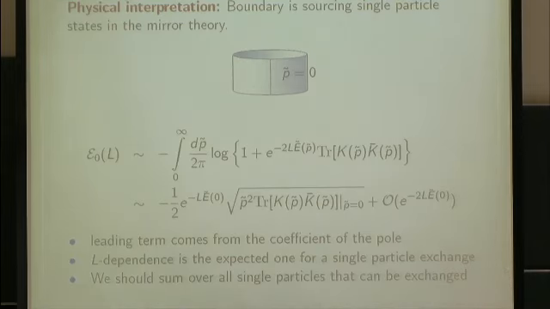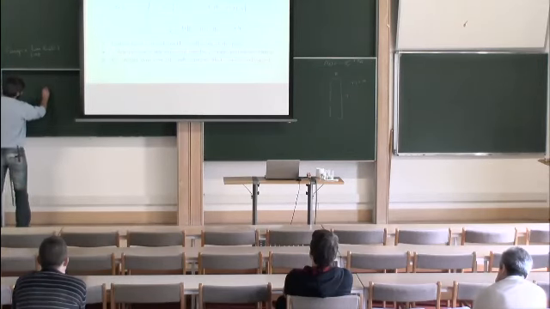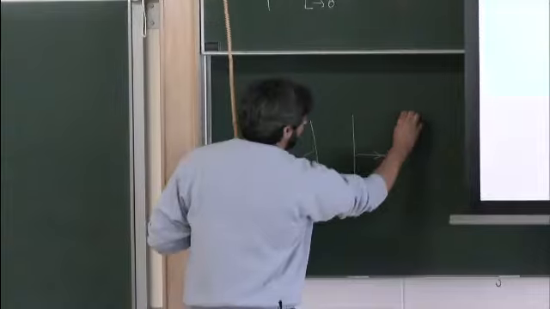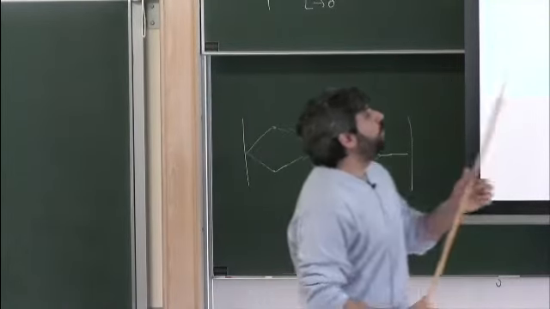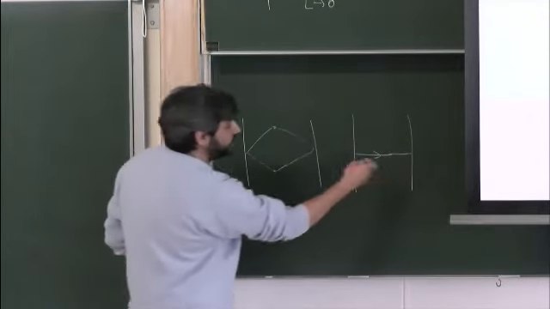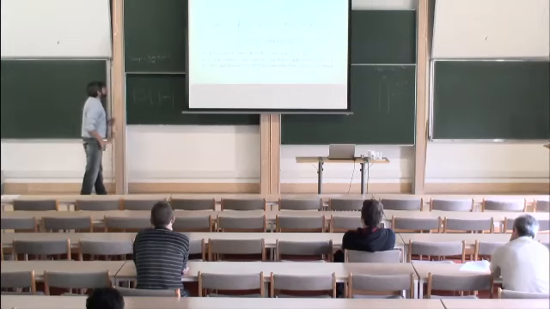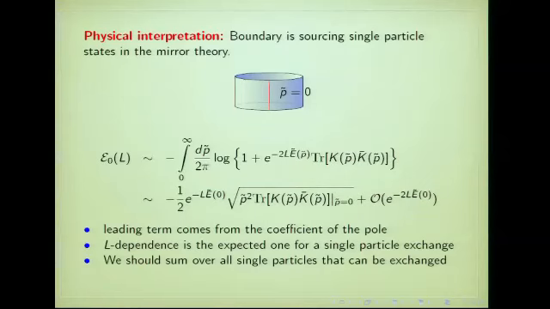There is also a physical interpretation for this. In that case, when there is a pole, it means that your boundaries have the possibility of emitting a particle, and essentially you need a pole in the left and the right boundaries, and then if the right boundary can also absorb the particle, this is going to be like the virtual interaction between the two boundaries. So you get the correct L dependence corresponding to a single particle exchange, and then if these boundaries can exchange many sorts of particles, you should sum over all possible particles that can be exchanged.